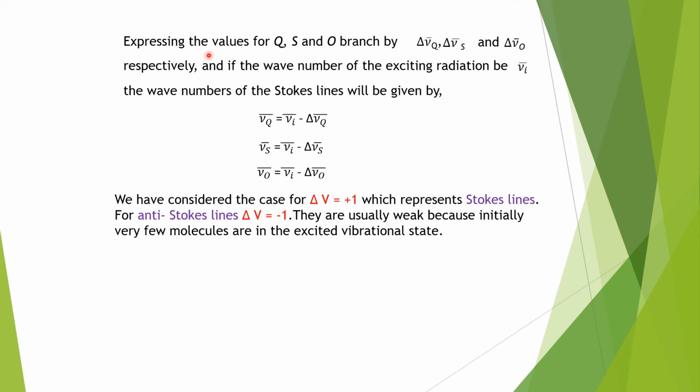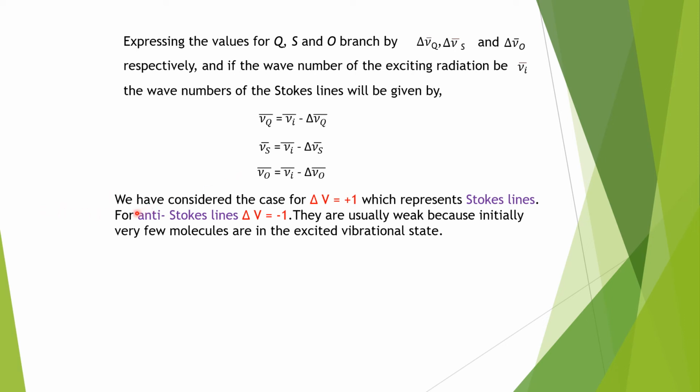Expressing the values for Q, S and O branch by delta nu bar Q, delta nu bar S and delta nu bar O respectively, and if the wave number of the exciting radiation is nu bar I, the wave numbers of the Stokes lines will then be given by nu bar Q equal to nu bar I minus delta nu bar Q, nu bar S equal to nu bar I minus delta nu bar S, and nu bar O equal to nu bar I minus delta nu bar O.